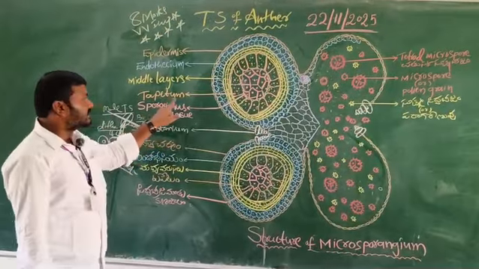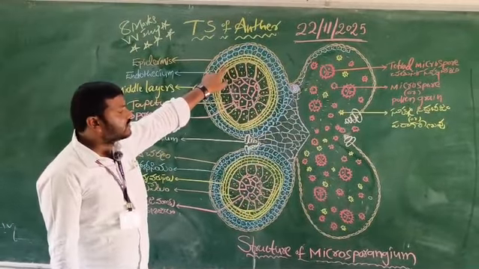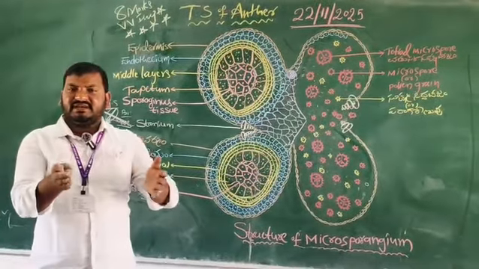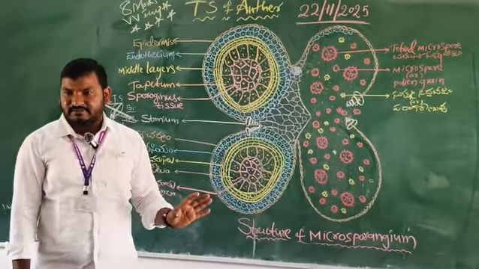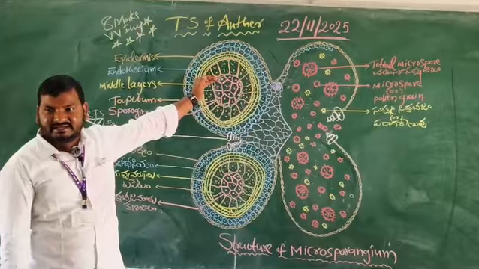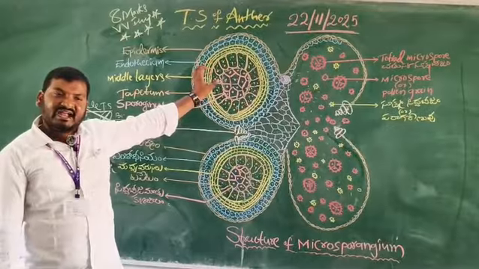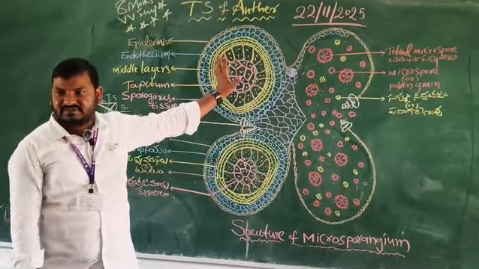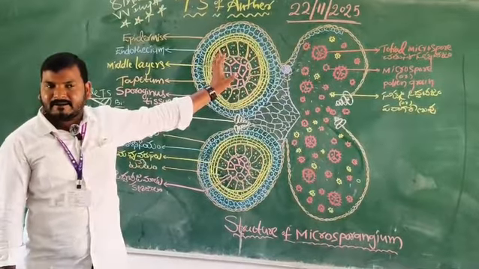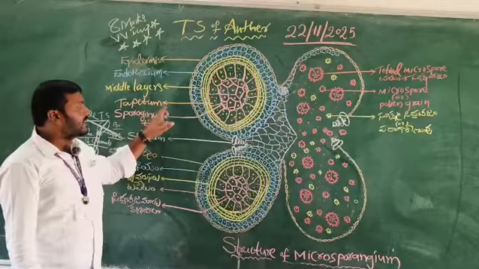Then the third part, middle layers. Just below the endothecium, there are 5 to 6 layers present. They are arranged in the middle, that's why we simply call them middle layers. The middle layers have a simple thin wall, and they also get involved in the splitting of the microsporangium, because they dry and help in splitting.